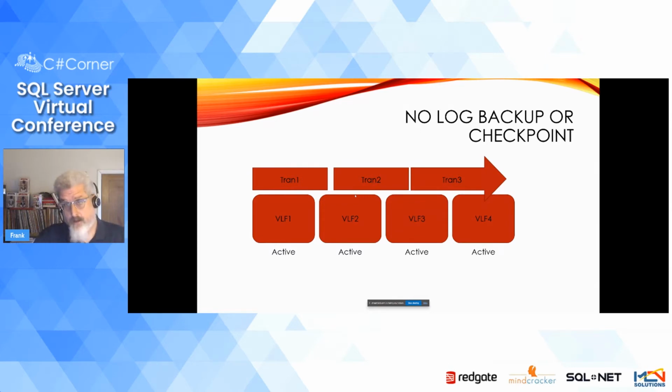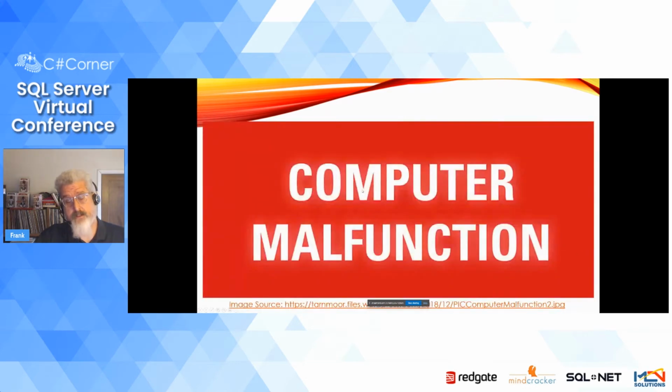So if I don't have auto grow on and I hit the end of my file, what happens is a computer malfunction. Effectively, you'll start to get error messages in your error log that say, I can't write to this database because there is no space in the transaction log file. So that's bad. You don't want that to happen. I believe the error number is 9003, and it will specify the database, and it will tell you what file it is that can't be written to.